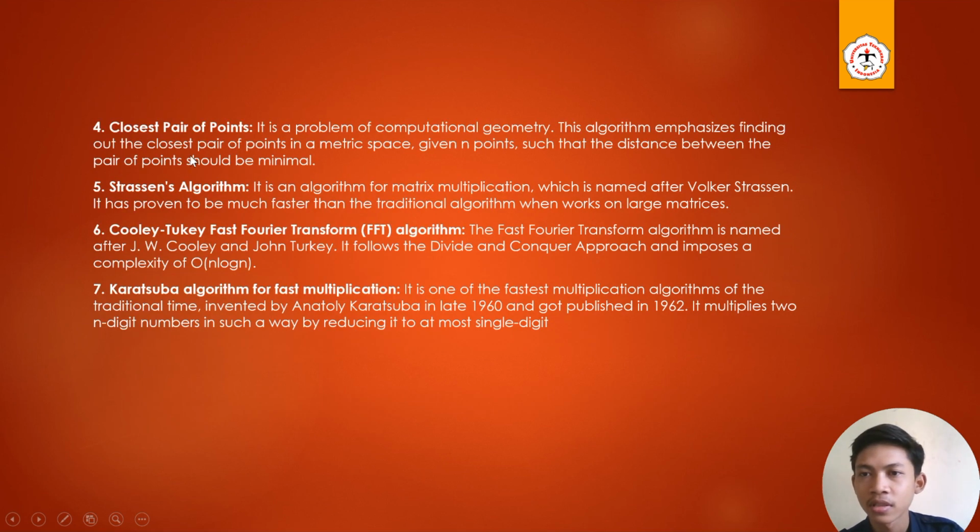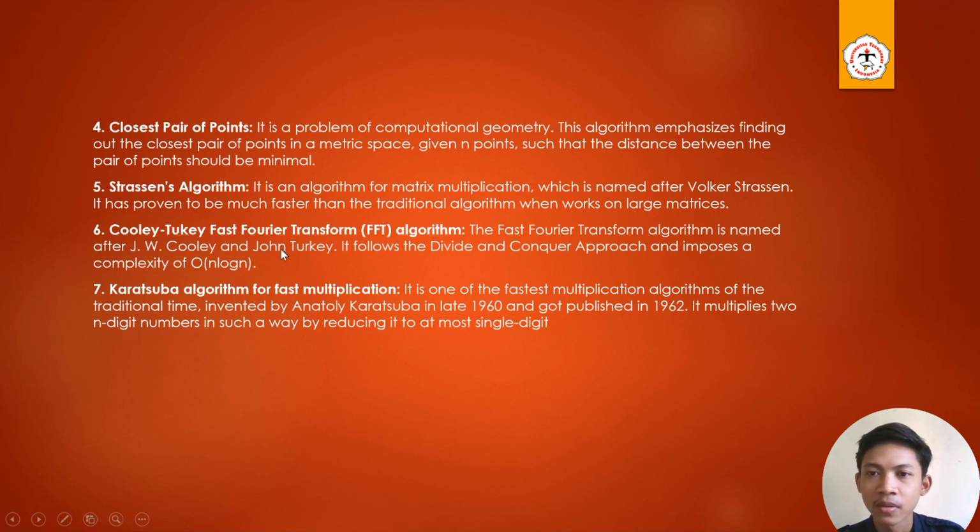Next, 4. Closest pair of points. It is a problem of computational geometry. This algorithm emphasizes finding the closest pair of points in a metric space, given n points, such that the distance between the pair of points should be minimal. 5. Strassen's algorithm. It is an algorithm for matrix multiplication, which is named after Volker Strassen. It has proven to be much faster than the traditional algorithm when working on large matrices.